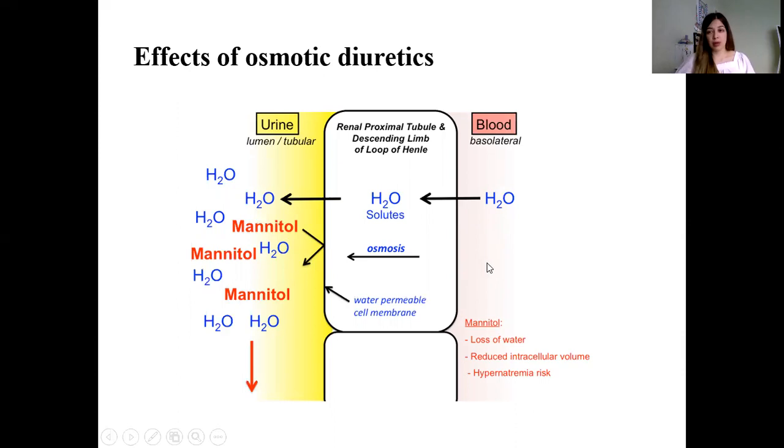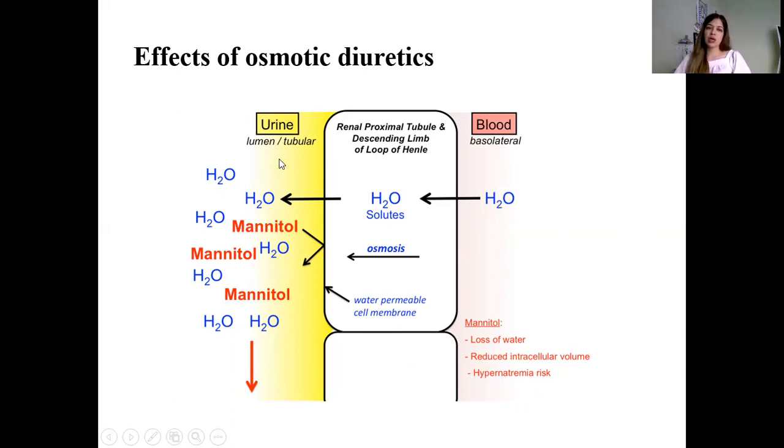So now let's talk about the mechanisms of our diuretics. So the first, the effect of the osmotic diuretic. So let's see. There is a lumen of the nephron. Urine here we have in the lumen, and here it will be the cells of the nephron and the blood here. Okay, what happens when we use the mannitol or any other osmotic diuretic?